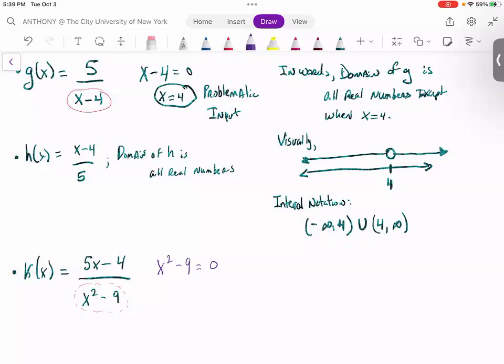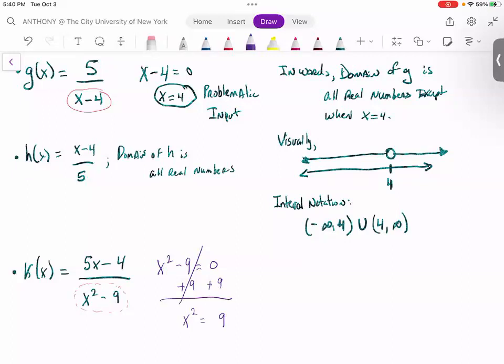Now, how would I solve this equation? Okay, that's one way of doing it. You can add 9 on both sides of the equation. The 9s will cancel. This will give you x squared equals 0 plus 9, which is 9. And how can we get the x by itself now?